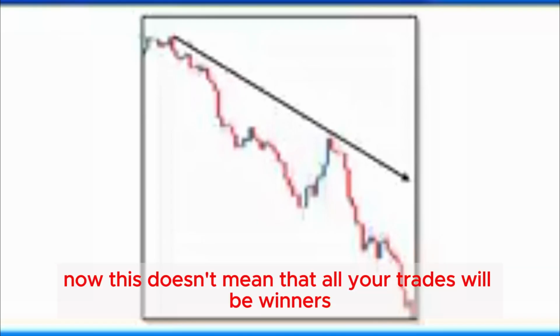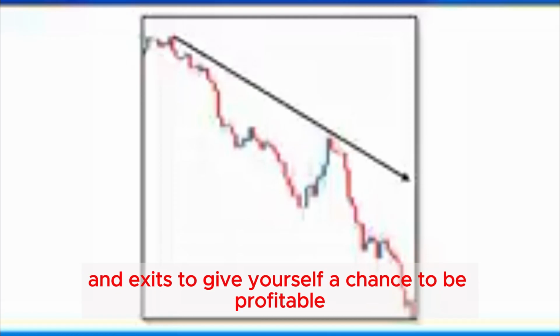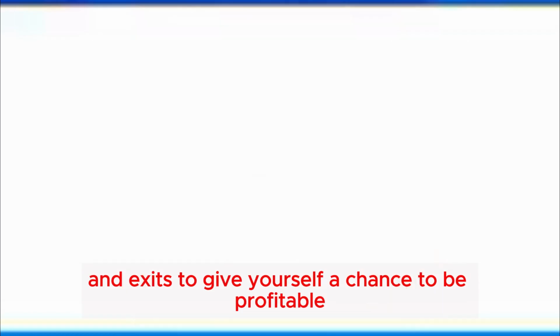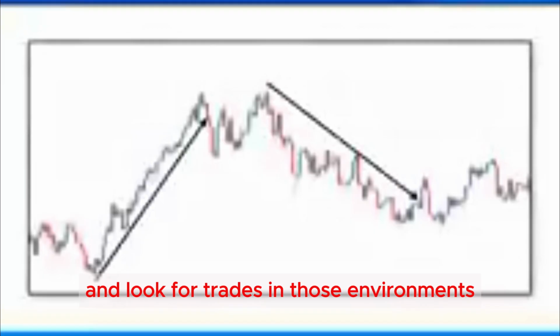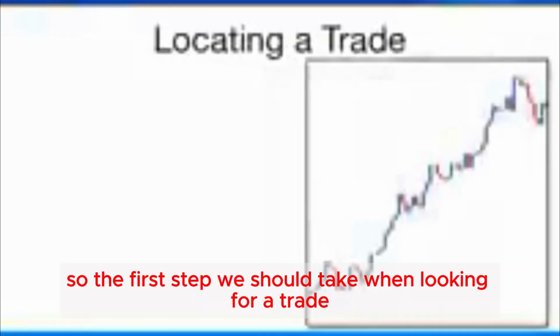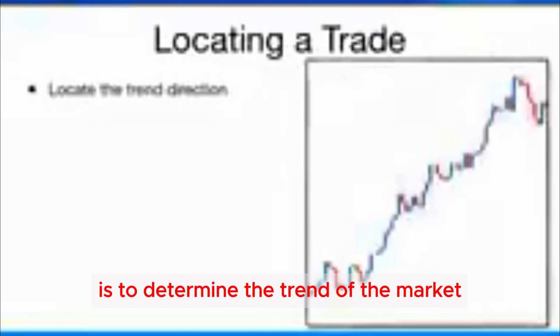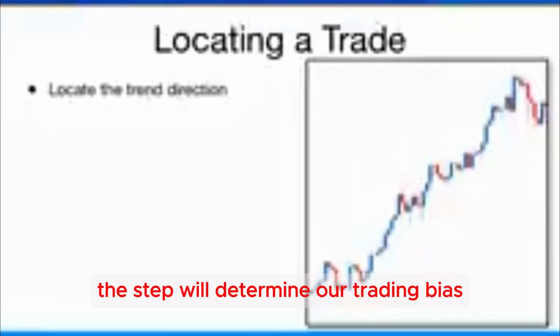Now, this doesn't mean that all your trades will be winners, but it does mean that you don't have to be exact in your entries and exits to give yourself a chance to be profitable. The idea is to find the most obvious trending moves you can find and look for trades in those environments. So the first step we should take when looking for a trade is to determine the trend of the market. This step will determine our trading bias.